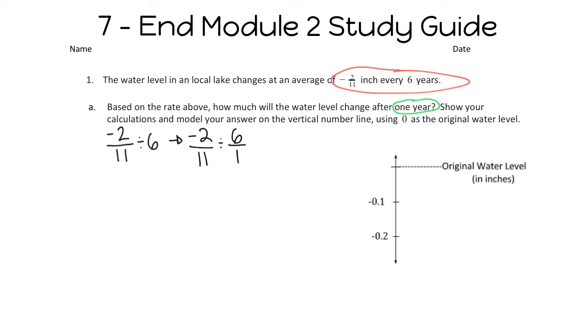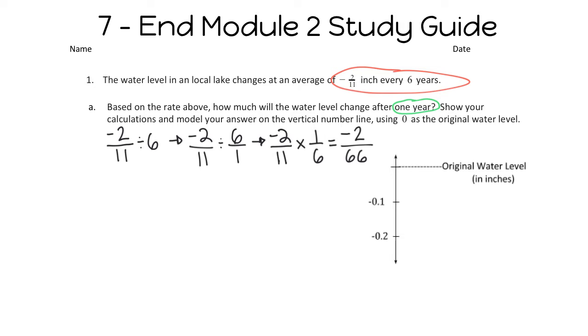Great. Now I have my fraction set up to divide, and I need to do keep, change, flip. So I'm going to have -2/11 times 1/6. Now I have -2 times 1. Well, a negative times a positive is going to give me a negative value, so -2 times 1 is going to give me -2. Over 11 times 6, which is going to give me 66.